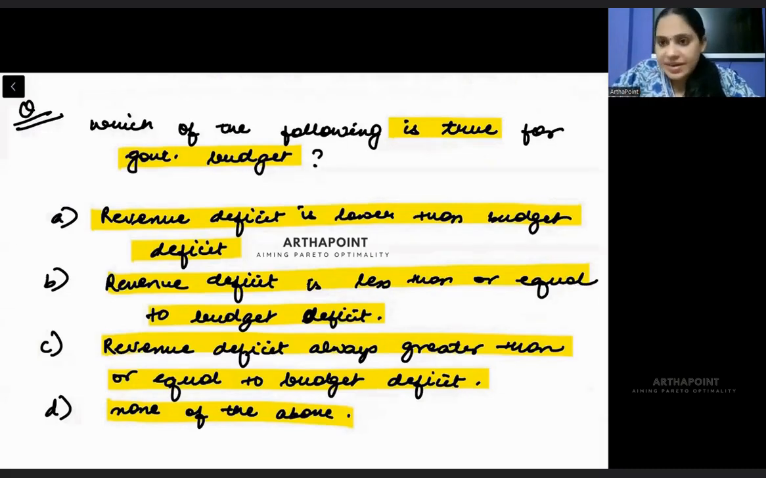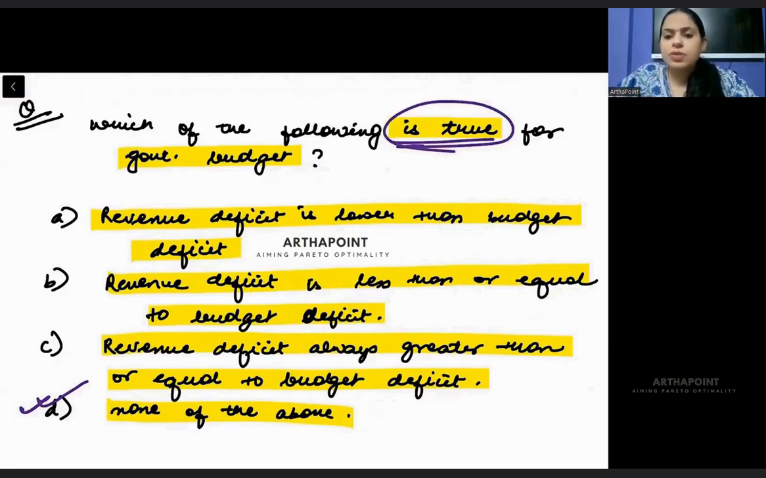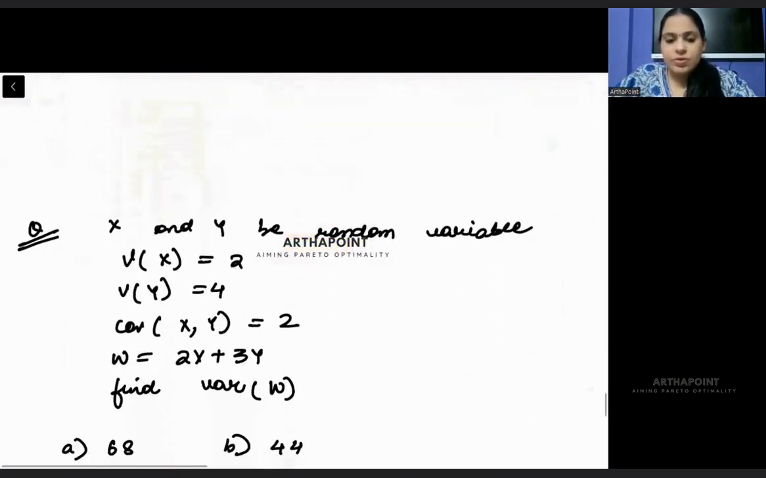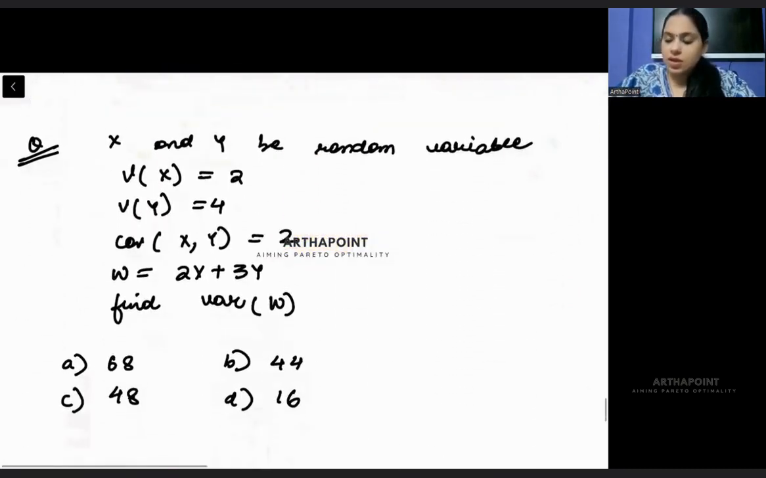I cannot tell that, right? So accordingly, the answer to this question will be none. I cannot tell which of these would be true. Any one is possible, right? So none of the above will be true. Okay, beta, come to the next question.